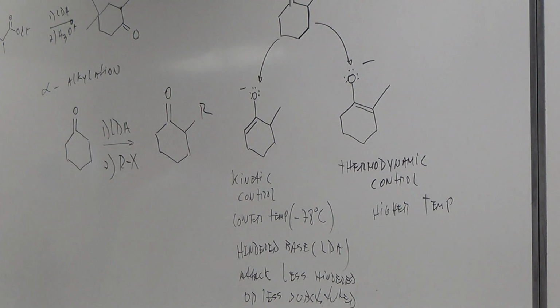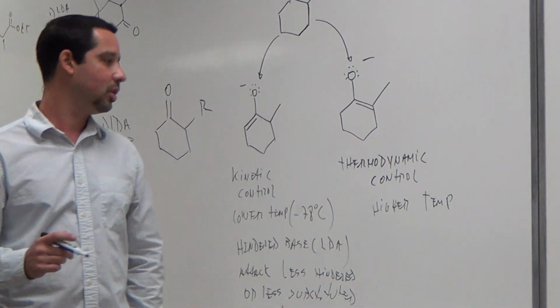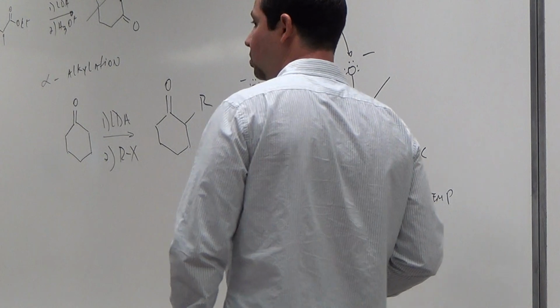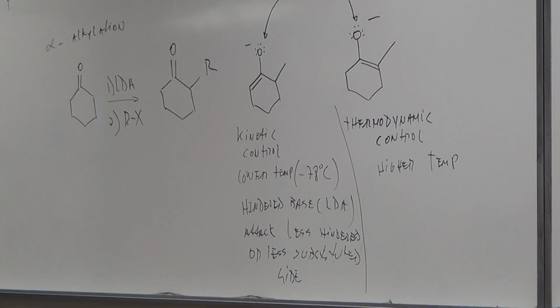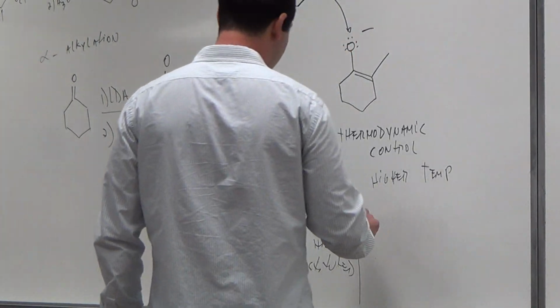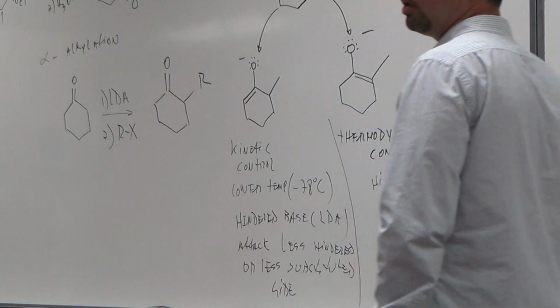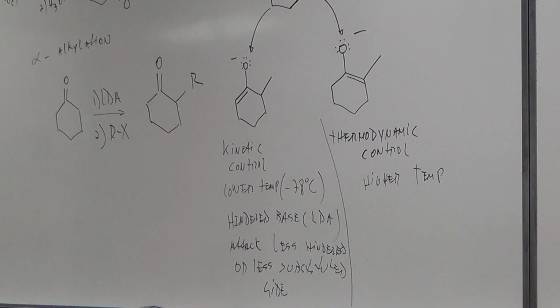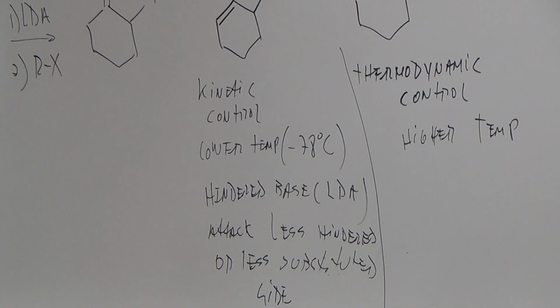What else? So if on the test you see minus 78 degrees Celsius and LDA, most of the time what do I want from that? Kinetic control. What that means is that you are going to pull a proton off from the side that has more hydrogens, yes? This is a thermodynamic control. This is at a higher temperature. Higher temperature could be 25. It could be a little heat. Most of the time it's no heat. It could be zero. Is zero a higher temperature than minus 78? Yes. What type of base am I going to use here? I'm not going to use a hindered base, yes? Because I want the attack on the side that is more hindered. I cannot use a hindered base, okay?